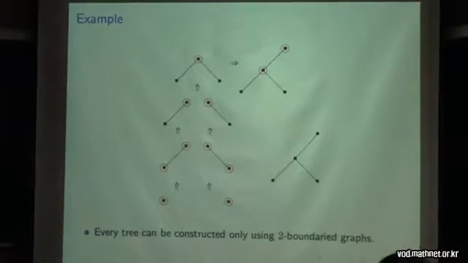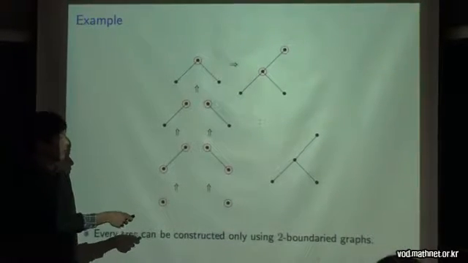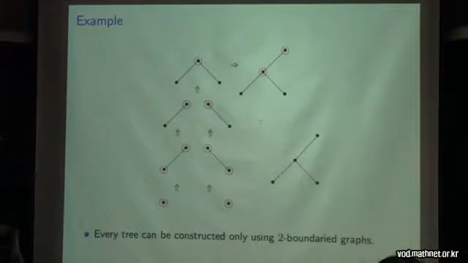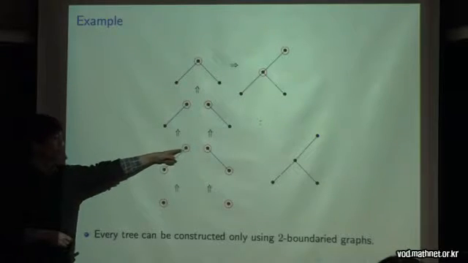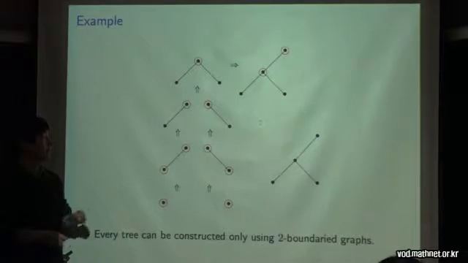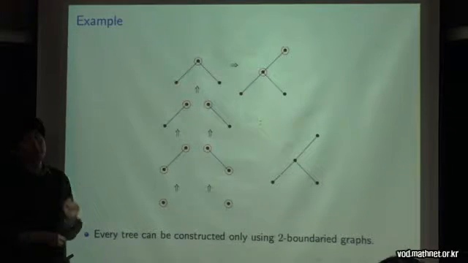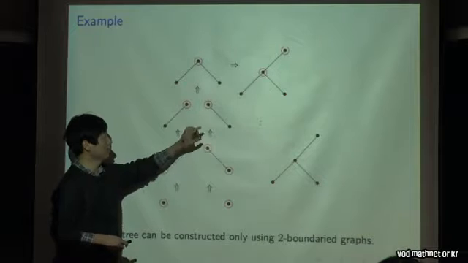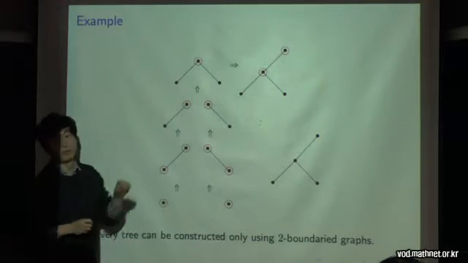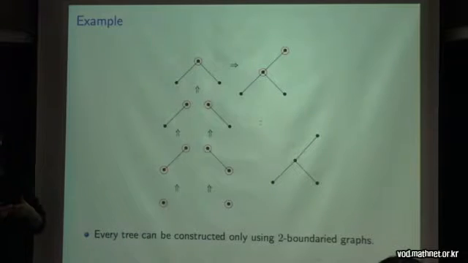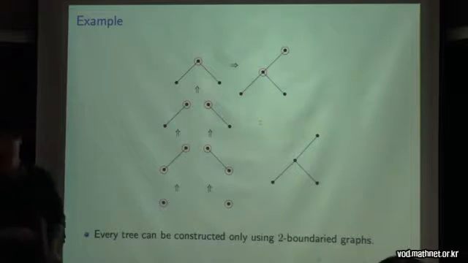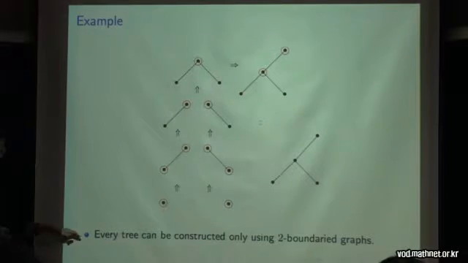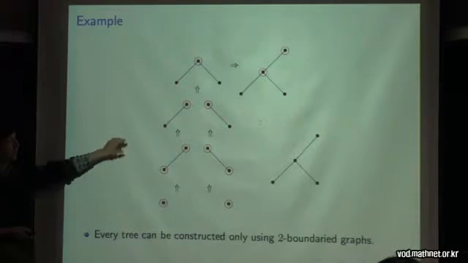So for instance, if I want to create this graph, maybe I can create it like this. You introduce this vertex with a boundary, and then you put the new vertex like this, and then you forget that this is a boundary. And then you also create the same graph like this, and then you merge these two graphs by a boundary, right? And then in the last step, you add a vertex to this boundary. Then the point is that this tree can be constructed by only two boundary graphs, right?